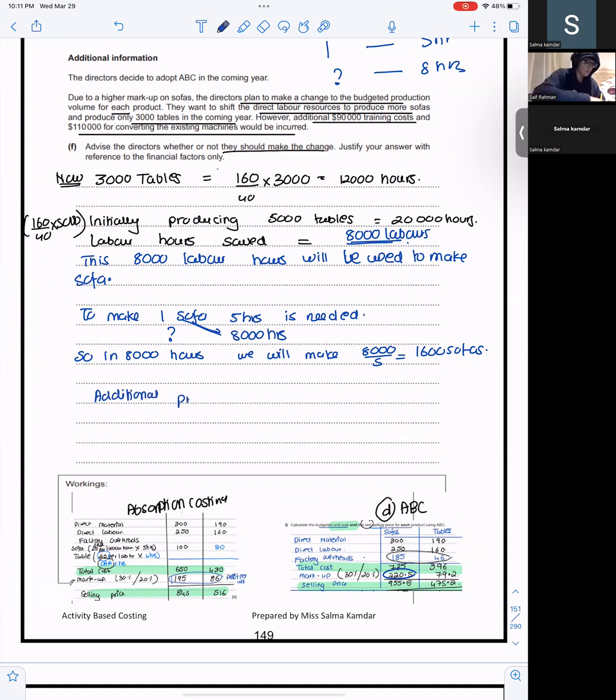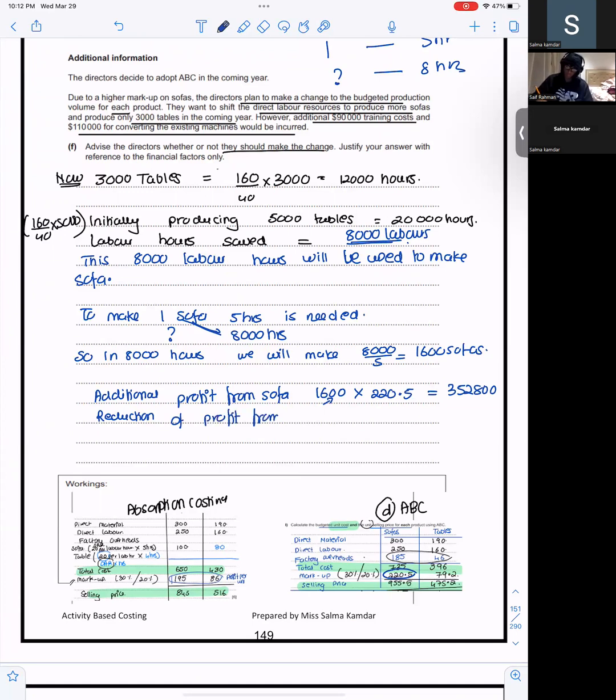So additional profit from sofa is how much? 352,800. 1,600 extra sofas you're going to make, and per unit you're going to make 220.5 profit. And how many units of tables are you going to let go? We're going to let go 2,000 units. So you will make extra profit from sofa, but you're going to reduce the profit from tables.